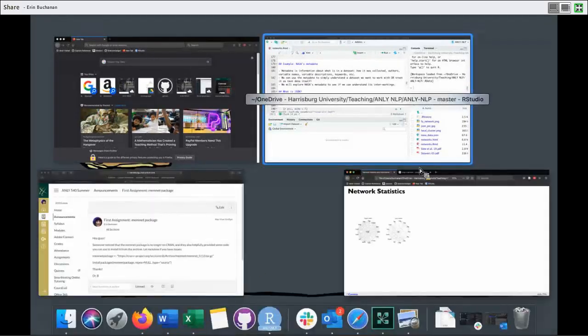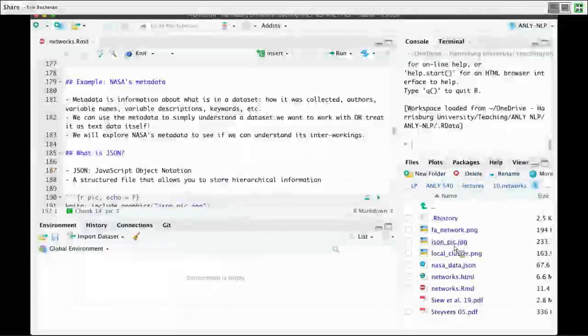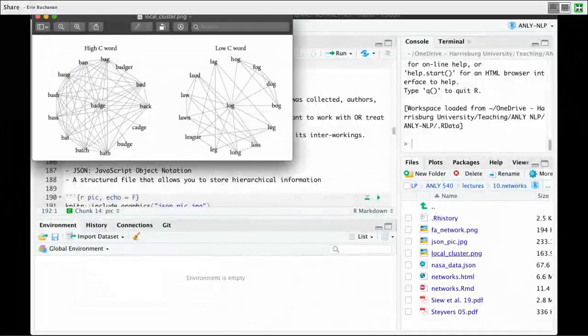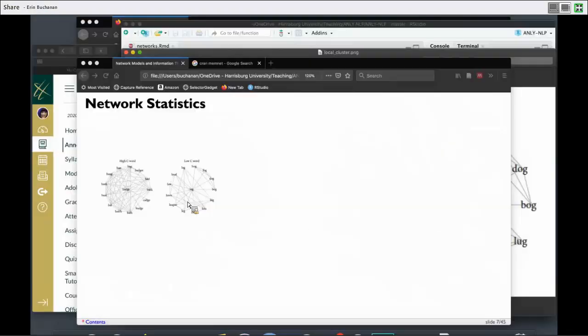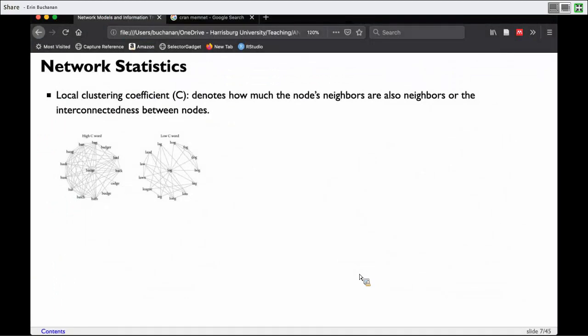So let's look at this graphic. Let's look at the local cluster picture. So there's a definition on the slide too. Let's talk about local clustering.